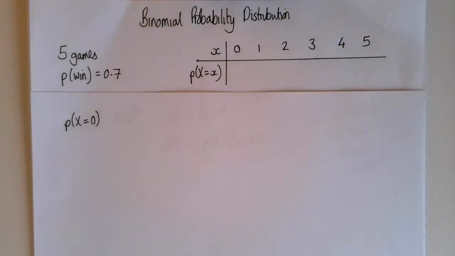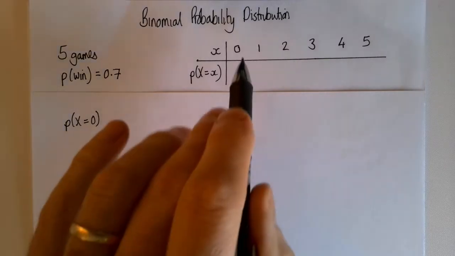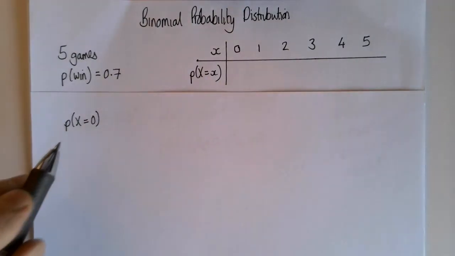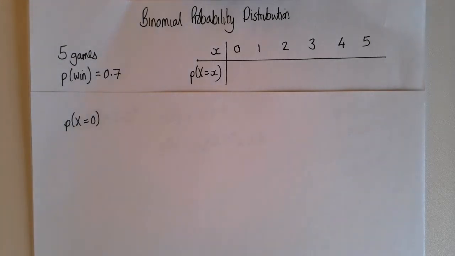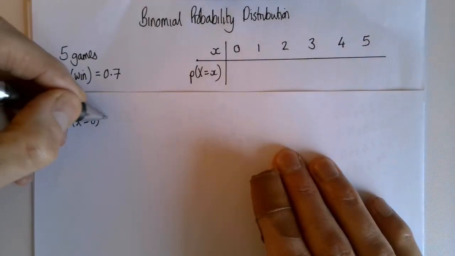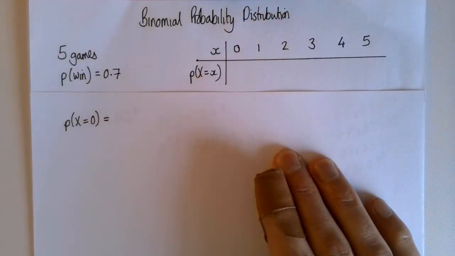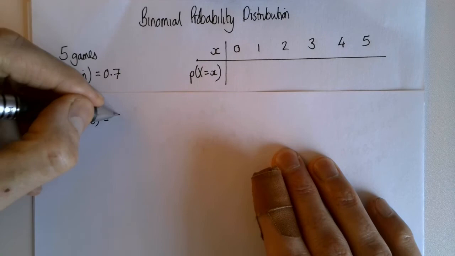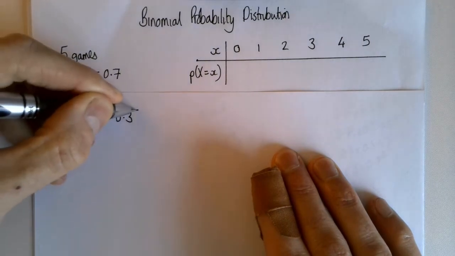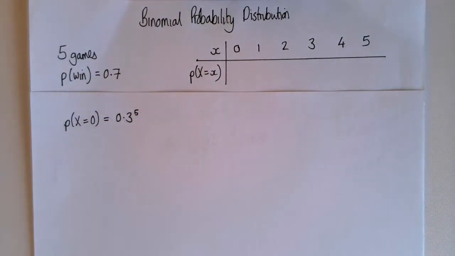Okay, let's work out the probability of each of these. Let's start with the probability that I don't win a single game. I lose every game. Impossible, I hear you cry. Almost certainly true, but let's work it out anyway. So the probability that I lose the first game is 0.3. And in the second game, 0.3. Remember, we're assuming the probability doesn't change. So are you happy? The probability that I lose every game is 0.3 to the power 5, because it's 0.3 times 0.3 times 0.3 times 0.3 times 0.3.